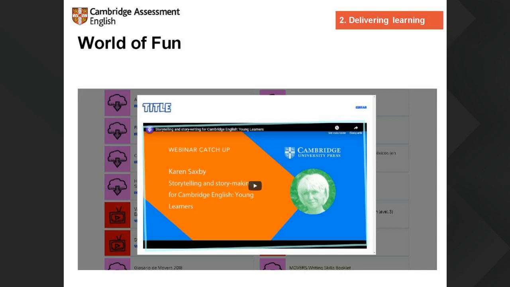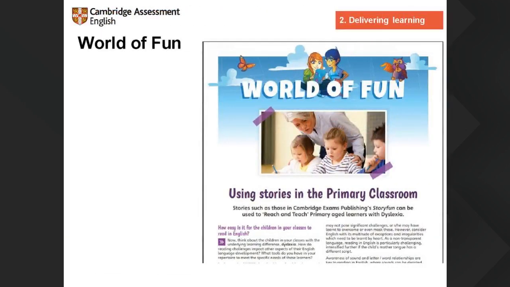I think World of Fun is all in English, Elena, is my understanding. Is some in Spanish as well, Victoria? I think mainly in English. I think it might be localized. So if you go to World of Fun from Portugal, I think you should be able to access it. More on World of Fun, again, another article on using stories in the primary classroom. Yeah, in this case, also to adapt material for students with special requirements.